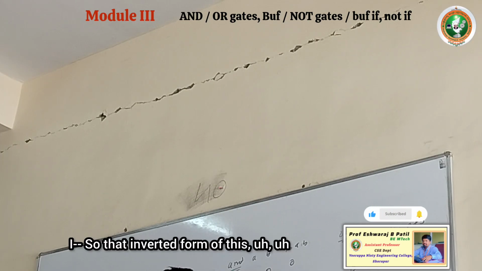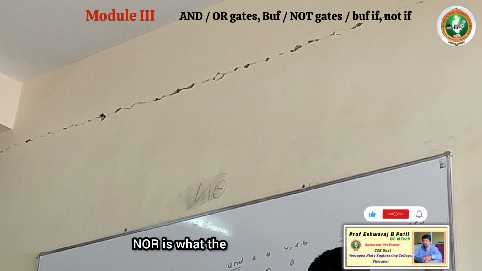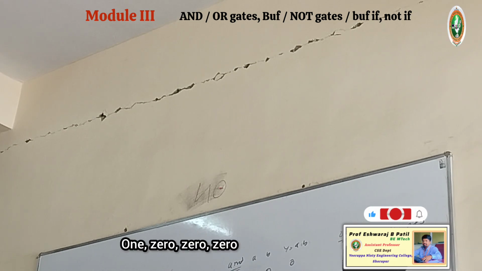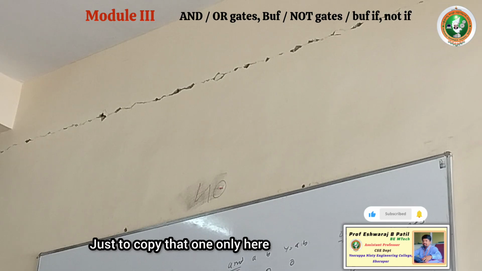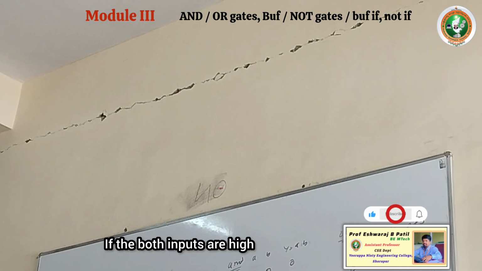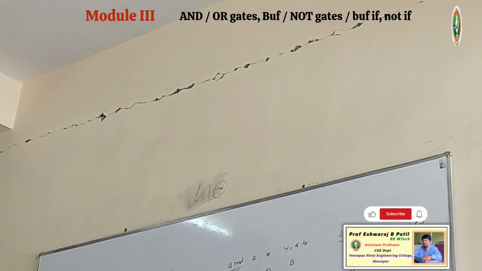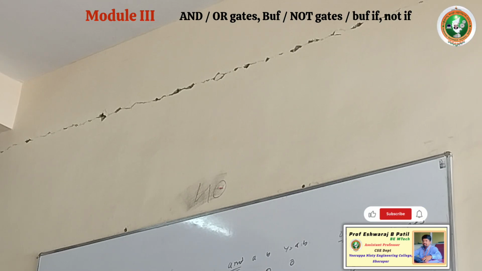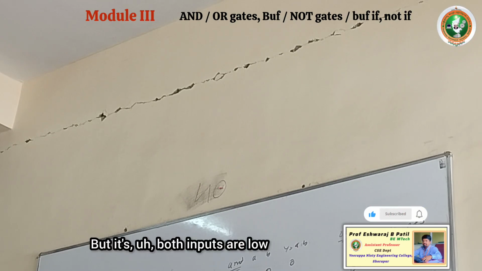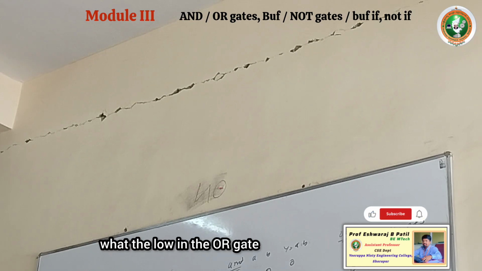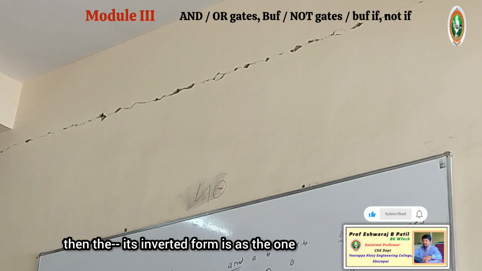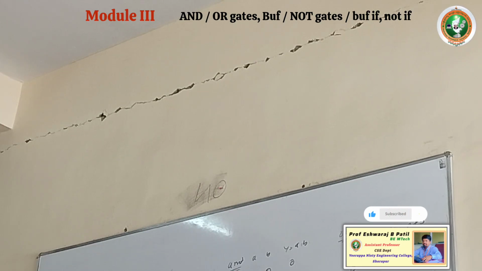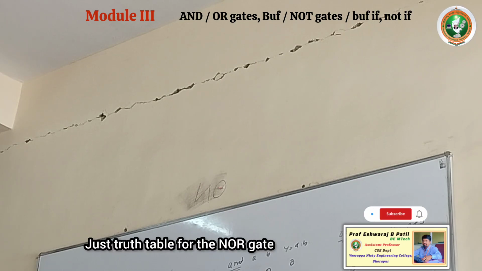The inverted form of this is the NOR: 1 1 0 0 0. If any input is high, the OR output is high, so the inverted form is low. If both inputs are low, the output of the OR gate is low, so its inverted form is 1. This is the NOR gate. The truth table for the NOR gate is just to copy this one.